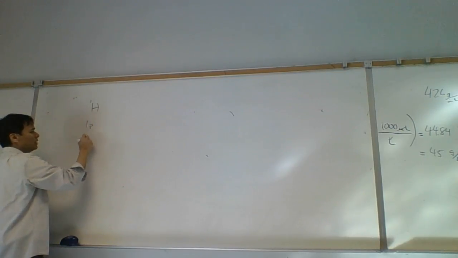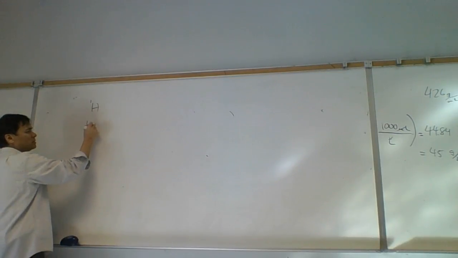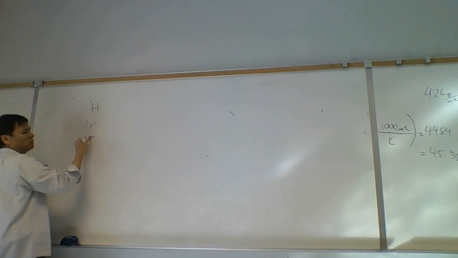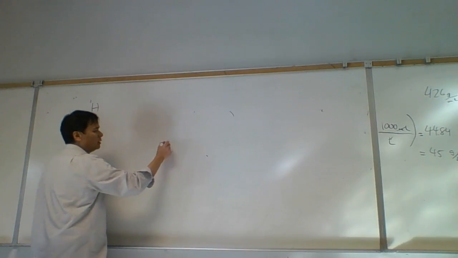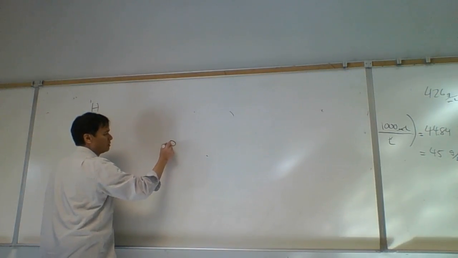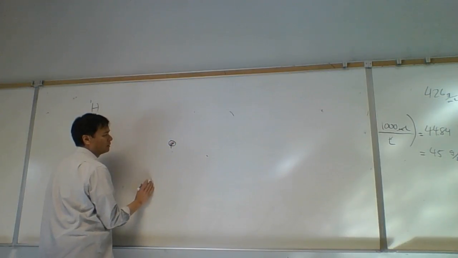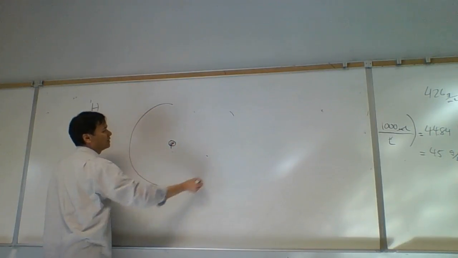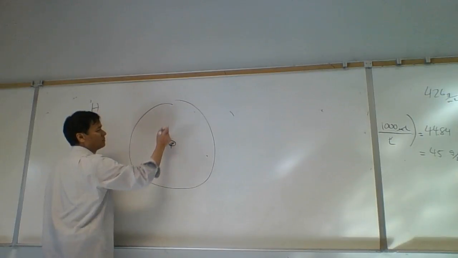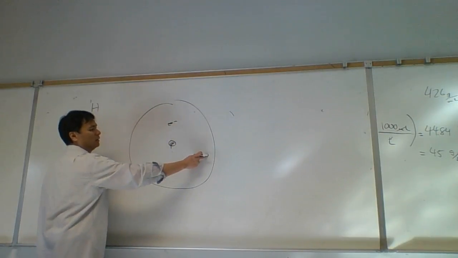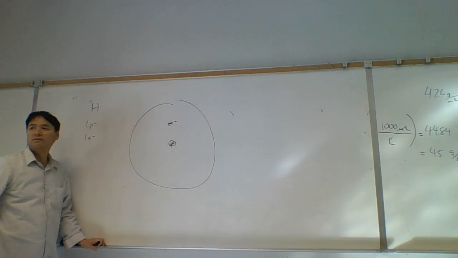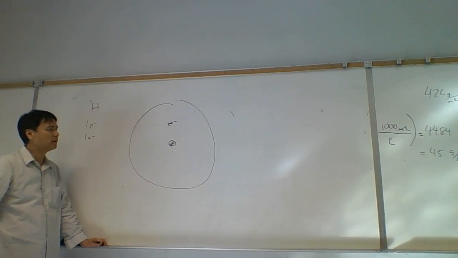1 proton, 1 electron. The proton's a positive charge, the electron's a negative charge, so I'll write P positive. The nucleus is here. Inside the nucleus, I have just 1 proton, that's it. And then surrounding the nucleus is empty space in which the electron is free to roam, basically. So this is our model of the hydrogen atom here.